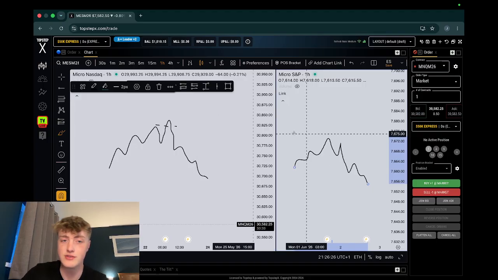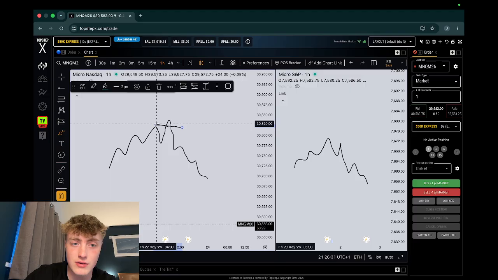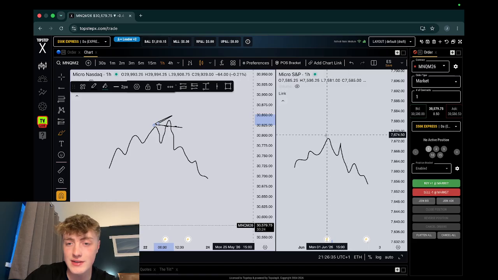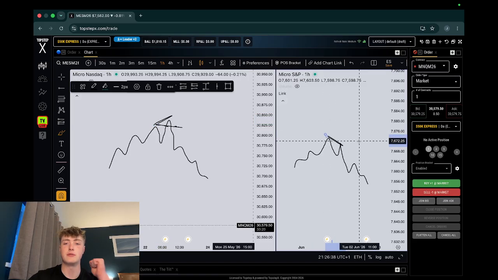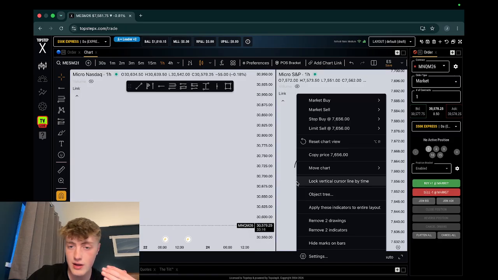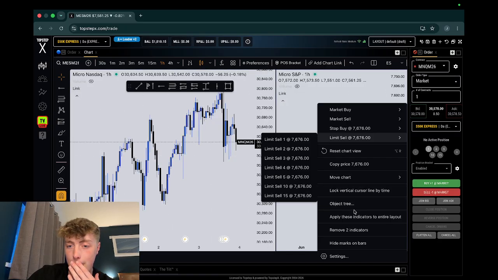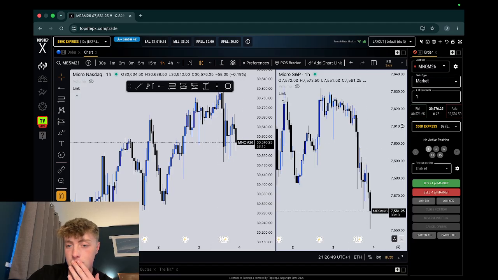So as you can see on here, on NQ, NQ took the high, and on ES, it didn't take the high. Now, that is an SMT. I will show you how we find it in the market in just a moment.